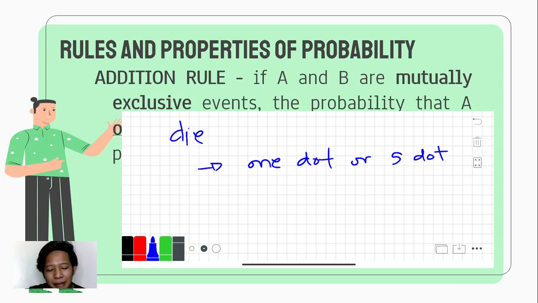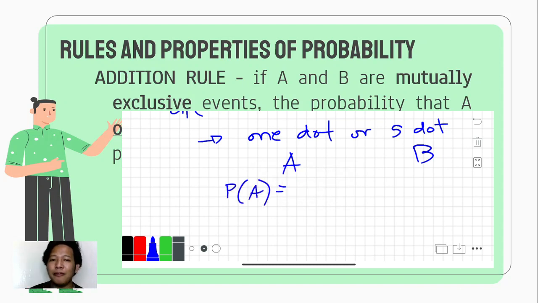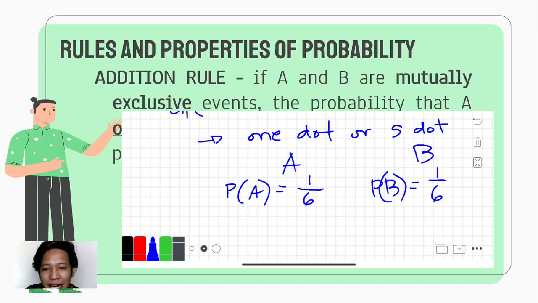Okay? So what is now the probability? This is our event A and this is our event B. Okay? So what is now the probability of getting event A? The probability of getting event A is that ilang bang phase yung merong 1 dot? Isa lang naman, di ba? And we have 6 phases sa ating fair die. Next is that we have the probability of B. The probability of B or getting a 5 dot is also the same kasi fair six-sided die nga siya.